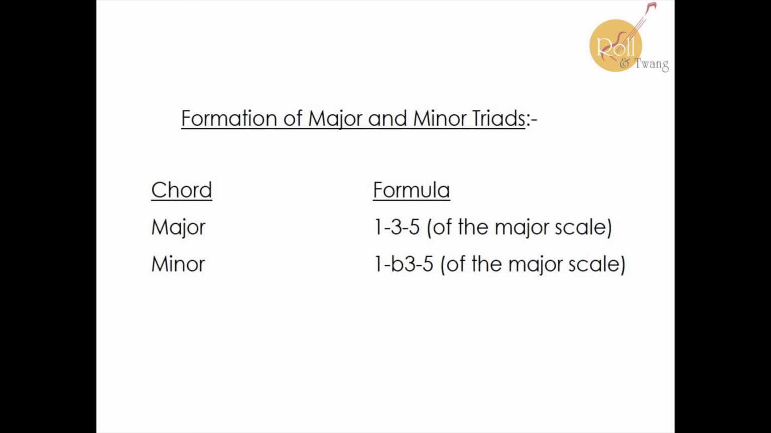A major triad is formed from the first, third, and fifth note of a major scale, and a minor triad is formed from the first, flat third, and fifth of a major scale. So you can see that the first and the fifth are the common notes in major and minor triads. The third gets flattened by a half step in case of a minor triad. Now what that flat third means is you have to take that third note half step behind. So again, a major triad is 1, 3, 5 of the major scale, and a minor triad is 1, flat 3, 5 of a major scale.